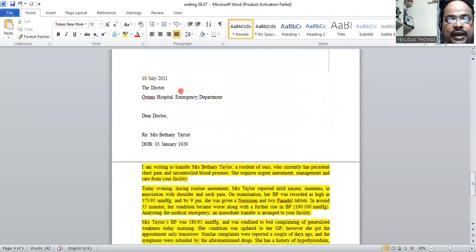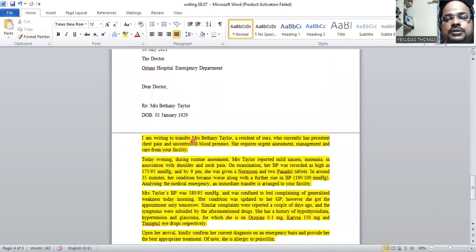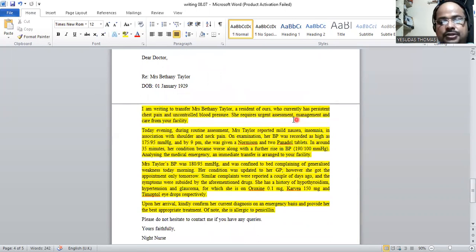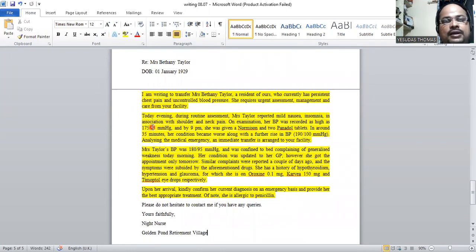So we have got the date, the address, salutation, reference, date of birth, and the purpose as persistent chest pain and uncontrolled blood pressure, what she requires, urgent assessment, management, and care. What is exactly happening now, and the reason for the immediate transfer. She had similar complaints 2 days ago, and that was treated by the aforementioned drugs. Her GP was updated regarding her condition this morning, but she didn't get the appointment with her GP today.